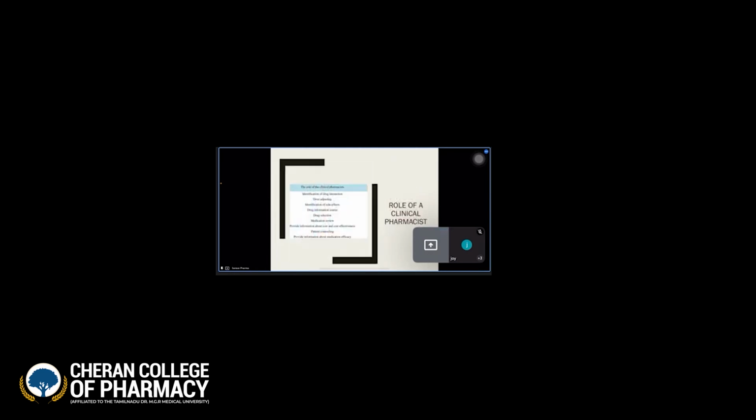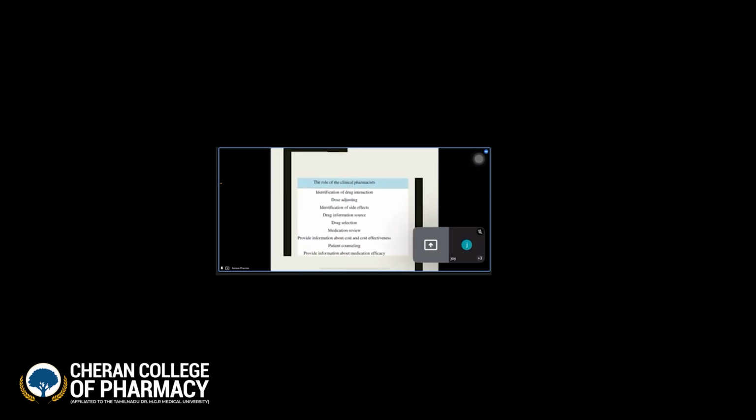So here comes the role of a clinical pharmacist. In the previous slides we have seen the role of an OP pharmacist, right? What are all the duties of an OP pharmacist? He will get the medication approved under insurance.